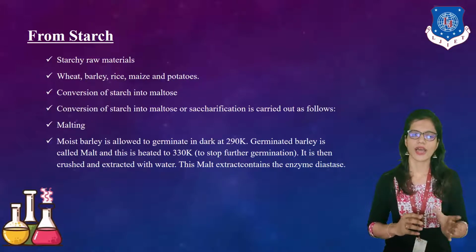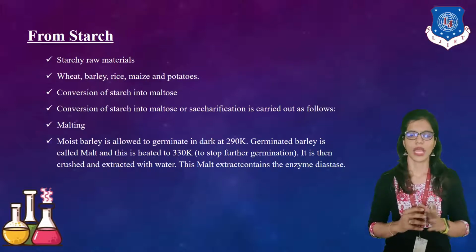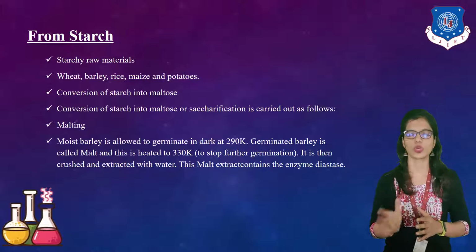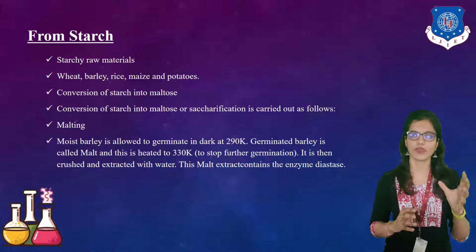Starch or starchy raw materials are generally used for the production of ethanol, like wheat, barley, rice, maize, and potatoes. These are the materials which can give rise to the production of ethanol. Now, conversion of starch into maltose is possible. For conversion of starch into maltose, saccharification is carried out as follows. This process is known as saccharification because we need to produce saccharide from it.